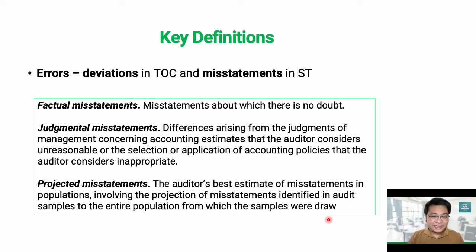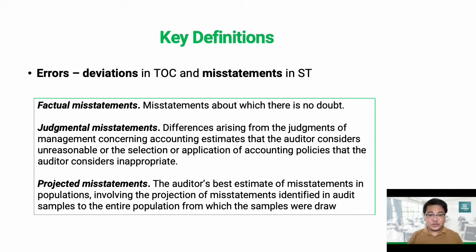Now, out of 100,000 pesos, you found a misstatement amounting to 10,000 pesos. So that 10,000 pesos is considered a factual misstatement. However, the 10,000 pesos pertains only to the 100,000 of receivable that you have tested. The rest of the receivable, for example the 900,000, you were not able to test because you used sampling. But you need to project the error you found in the sample to the rest of the population.